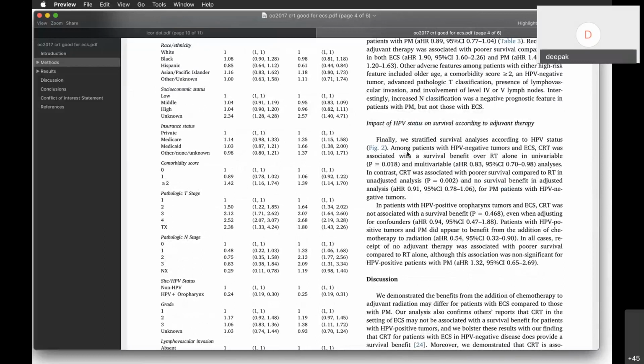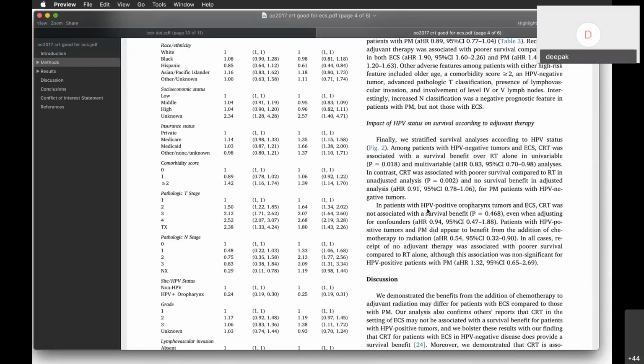Second is when they stratified HPV status. Now we know almost 70% of oropharynx patients have positive HPV status. So they stratified survival analysis according to HPV status, and among patients who were HPV negative with ECS, patients had a survival benefit over radiation alone in univariate as well as multivariate analysis. So it extended there also. If you have ECS, patients had better survival with chemoradiation compared to radiation. And CRT was also associated with poorer survival compared to RT, and no survival benefit in adjusted analysis, for positive margin patients with HPV negative tumors. So it reflects the same thing as we had discussed before.